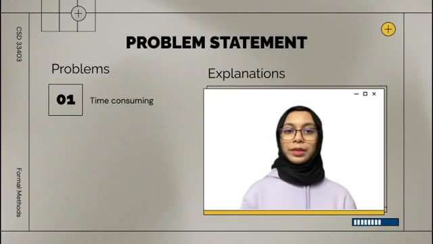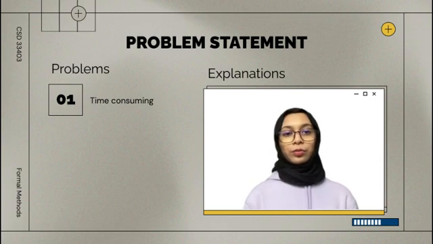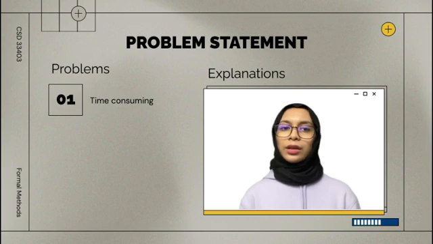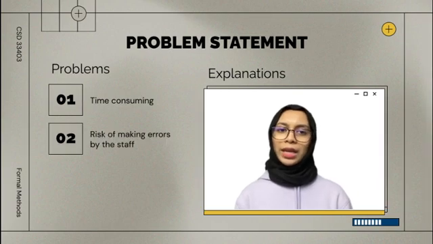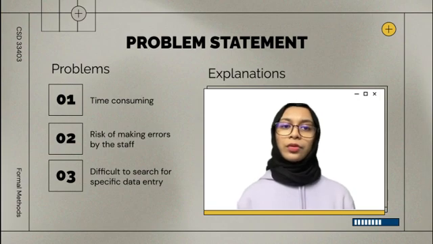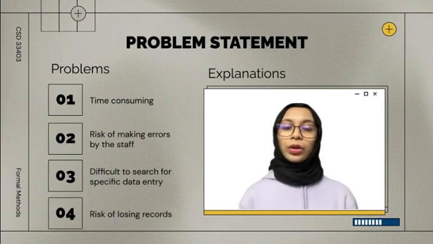One of the problems that occur during manual reservation process is that it is time consuming. Other than that, the hotel staff are always at risk of making errors in data entry. Moreover, it is harder for staff to search for a specific data entry. Lastly, many record losses could occur.